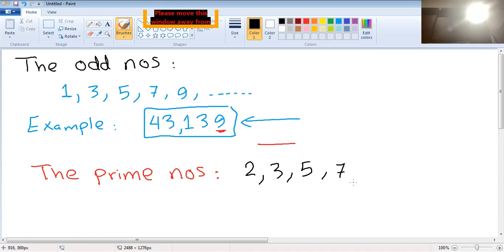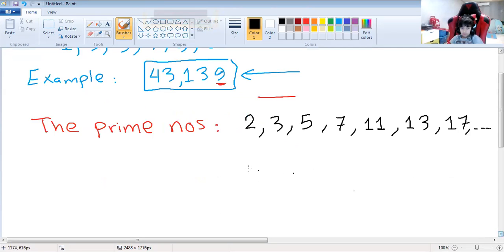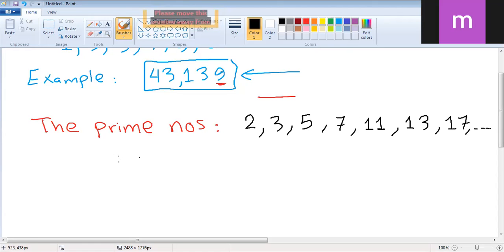7, 11, 13, 17, and so on. There is no pattern here. There is no limit for the prime numbers, or even or any numbers. So why do I say 7 is a prime number, for example?